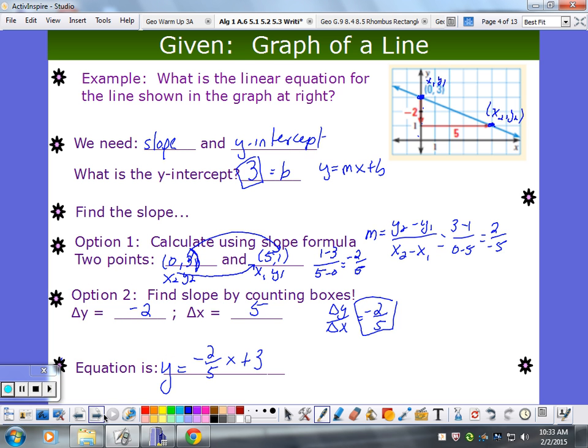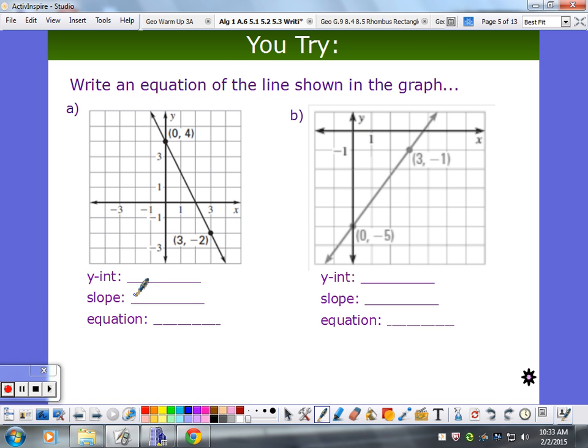All right, so you try. Here are two graphs. Find the y-intercept, find the slope, and write the equation.